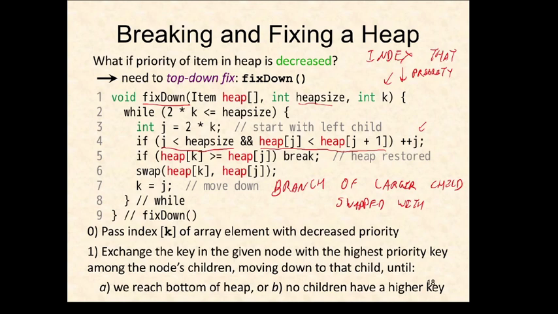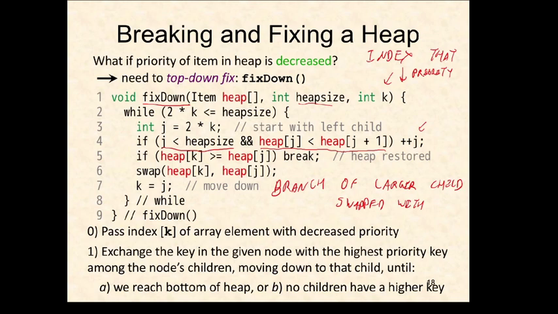So what about the complexity of fix down? At every node, we still have a constant amount of work. We've got to check if we do have a right child, we've got to check if the right child is bigger than the left child. We've got to check is the node bigger than its biggest child? If so, is the node smaller than its biggest child? If so, we've got to keep going.